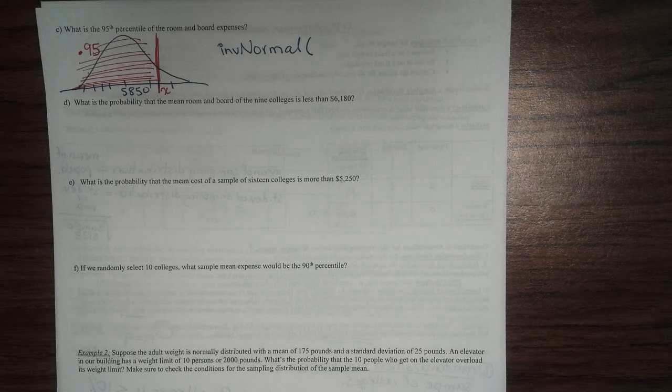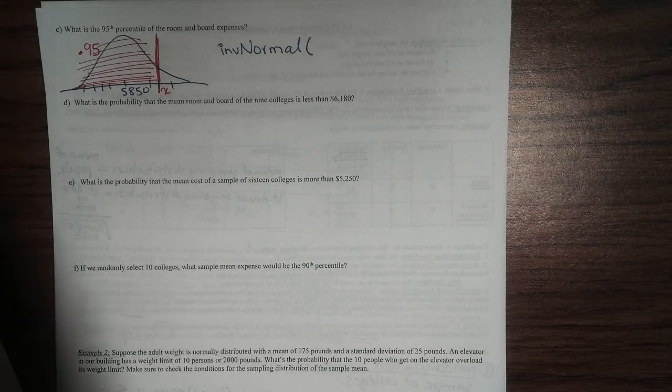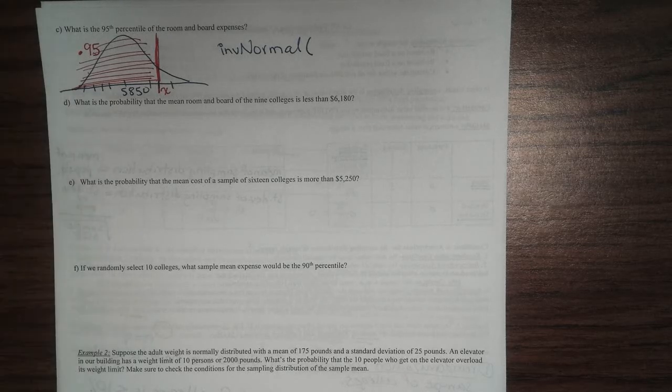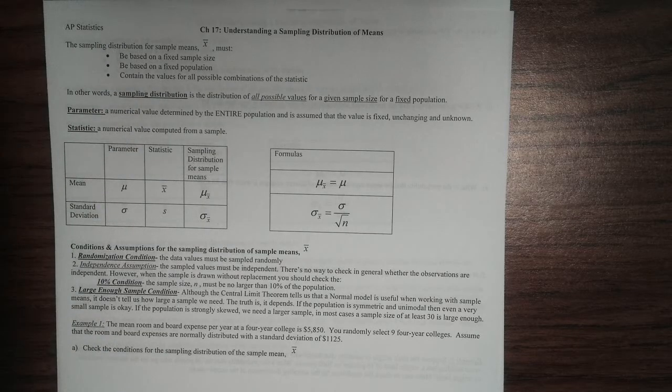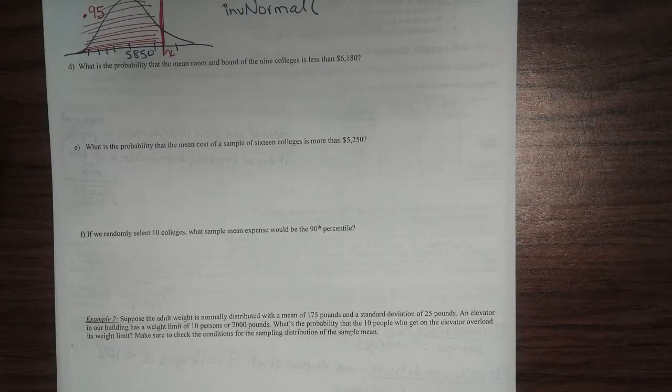Since you want the 95th percentile, go ahead and type in 0.95. The mean was 5,850. The standard deviation was 1,125. Okay? Here's what this is saying: if the expense is $7,700, then that would be in the 95th percentile. So that's what we're going to copy for our answer, and for our work.